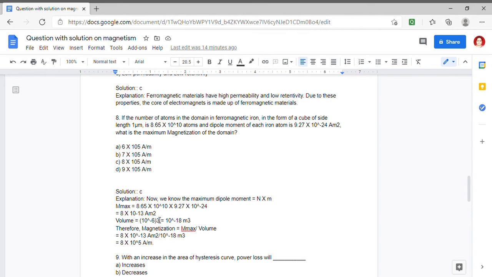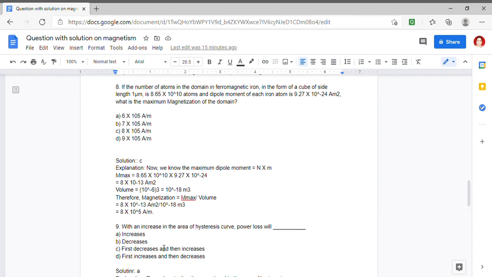ampere meter square. And we are given a cube which has a length of 1 micrometer, so the volume will be 10 raised to power minus 18 meter cube. We have already found the maximum dipole moment, so from the maximum dipole moment we can find the magnetization. Magnetization is the maximum dipole moment divided by volume, and substituting the values gives us 8 into 10 raised to power 5. The unit is ampere per meter. So the correct option in this problem is C, that is 8 into 10 raised to power 5 ampere per meter.